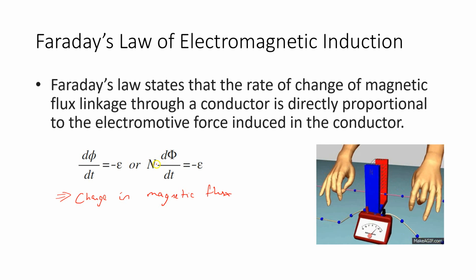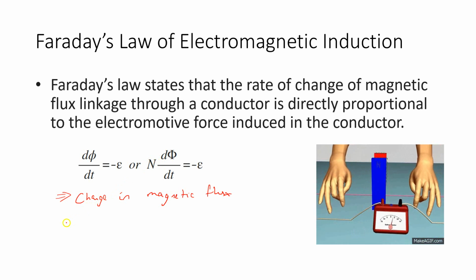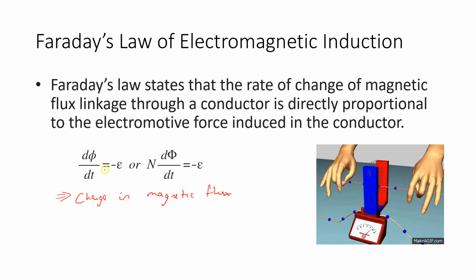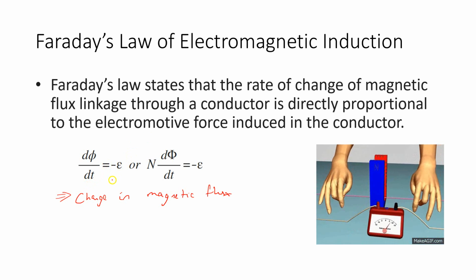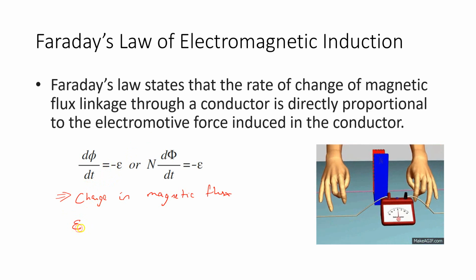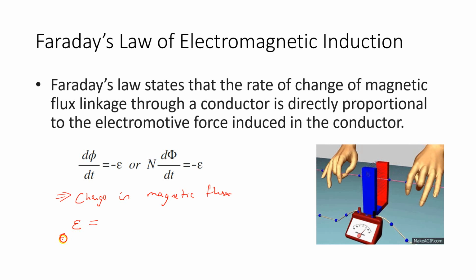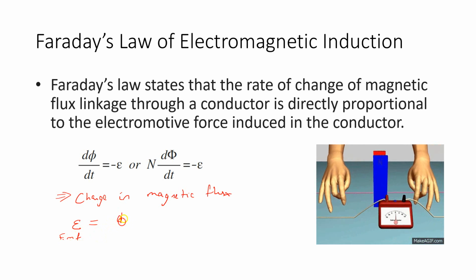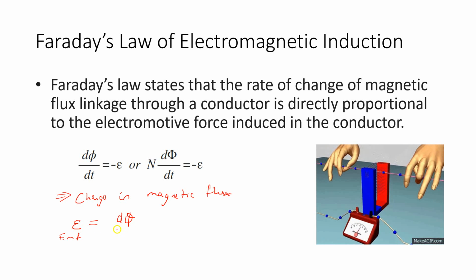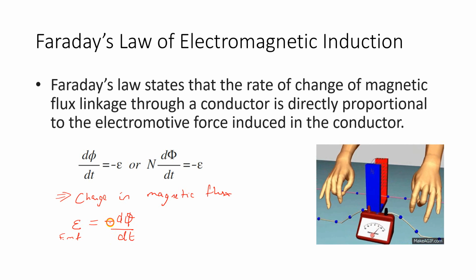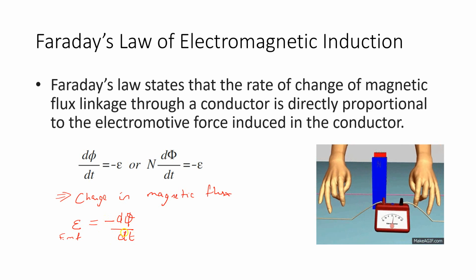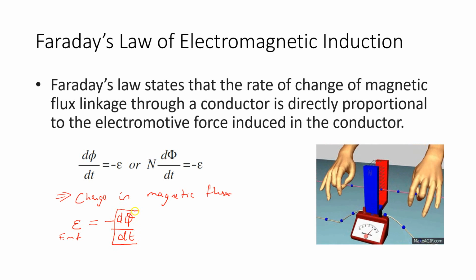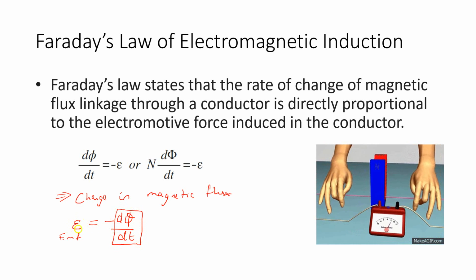And from that, he came up with a general equation that says that the rate of change in magnetic flux linkage is directly proportional to the electromotive force, which is the same thing as the voltage. So if you see this, E, which speaks to the electromotive force, is equal to the rate of change of magnetic flux, but there's a minus sign in front here. Now that minus sign, we're going to talk about it. But I just want you to see that this is what we call the rate of change of magnetic flux, and it is directly proportional to E.